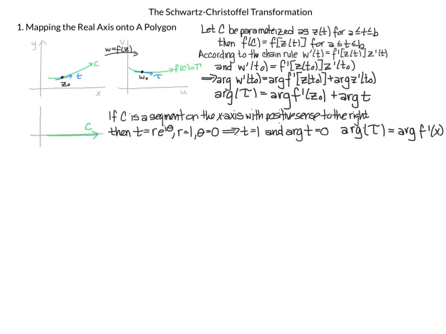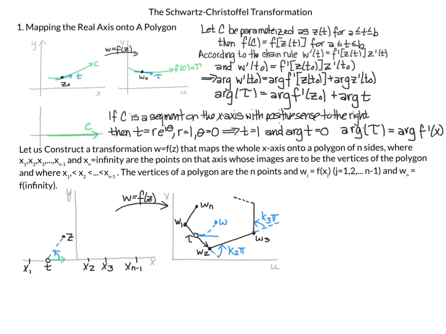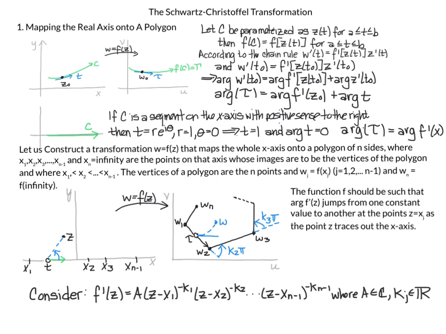And now we want to construct that transformation w equals f of z that maps the whole x-axis onto a polygon of n sides, where x1, x2, x3 up to x of n minus 1 and xn equals infinity are the points on the axis whose images will be the vertices of the polygon. And also our x1, x2 up to x n minus 1 are in order of increasing, going more and more to the right on the real axis. The vertices of the polygon are the endpoints w sub j, which corresponds to f of x sub j. And wn is equal to f at infinity.